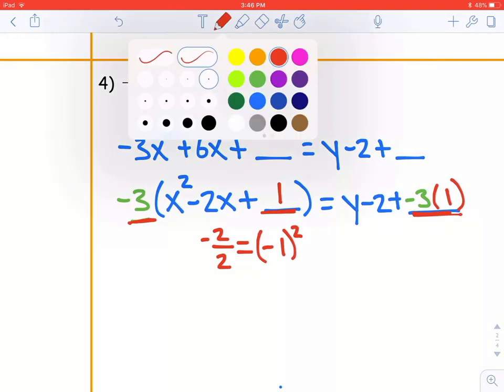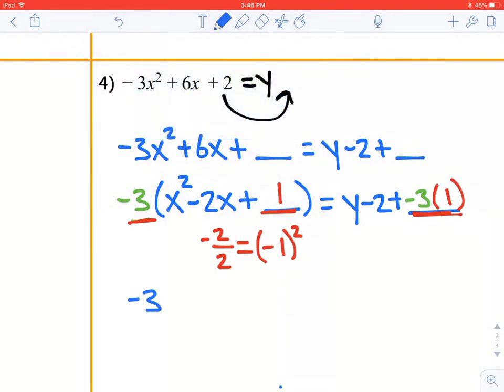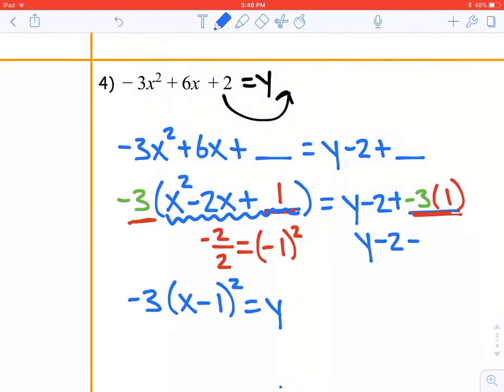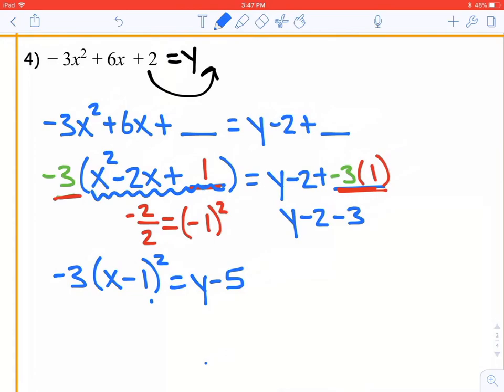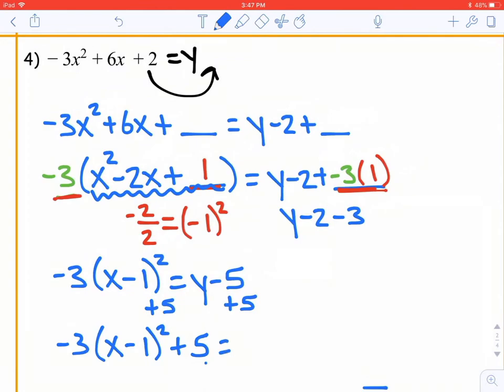So let's bring down what we have now. -3, we made a perfect square trinomial, so we can rewrite it as x minus half of b, which is 1. So x minus 1 squared equals y, and let's clean this side up. So y minus 2 minus 3 gives us y minus 5. And then all we need to do is get y by itself. So that means I need to add that 5 to the other side. So then I get -3 times (x minus 1) squared plus 5 equals y.